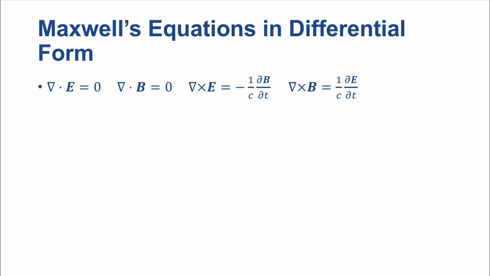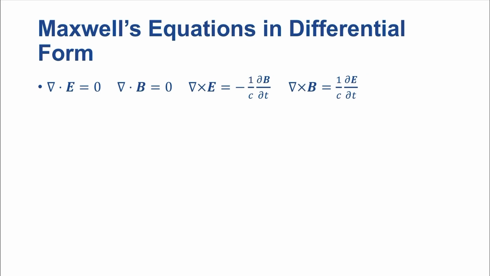Anyways, we have the Gauss laws. Now we also have the Faraday law. The Faraday law says that the curl of the electric field is equal to -1/c, where c is the speed of light, times the partial derivative of the magnetic field with respect to time. Okay?